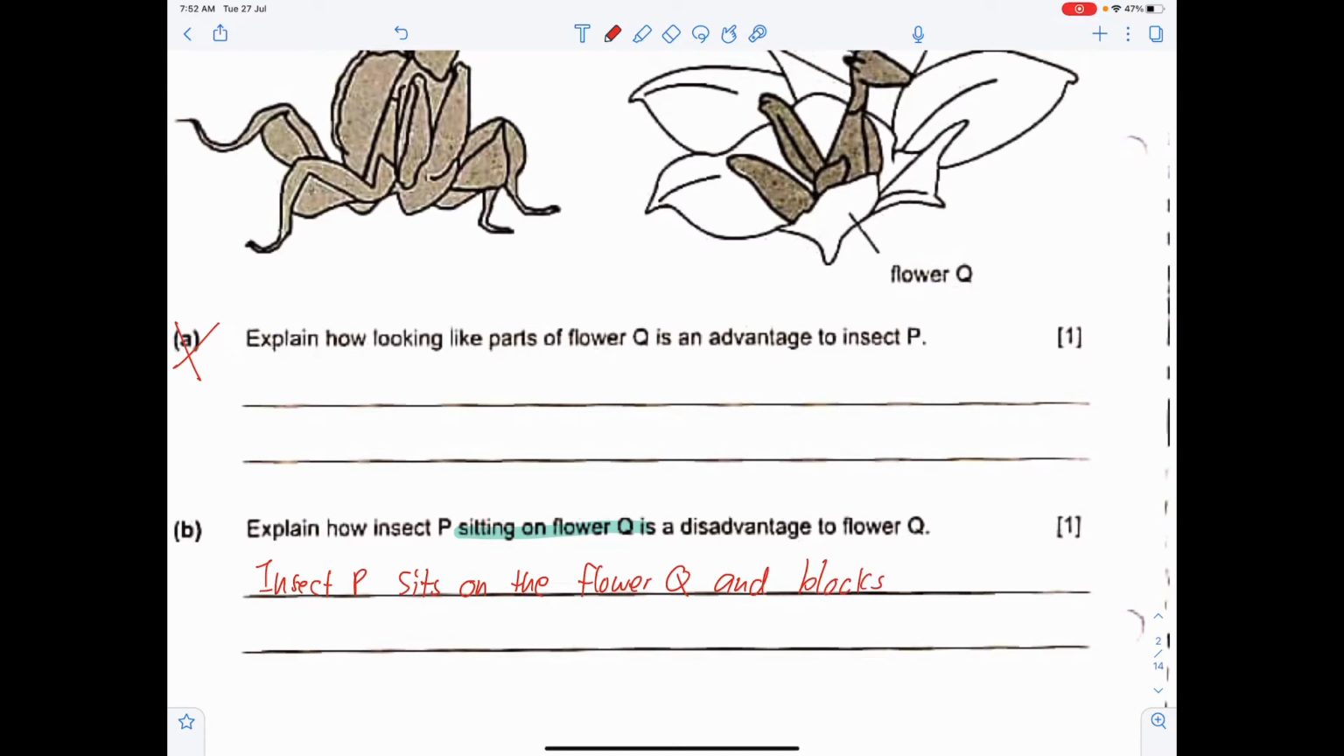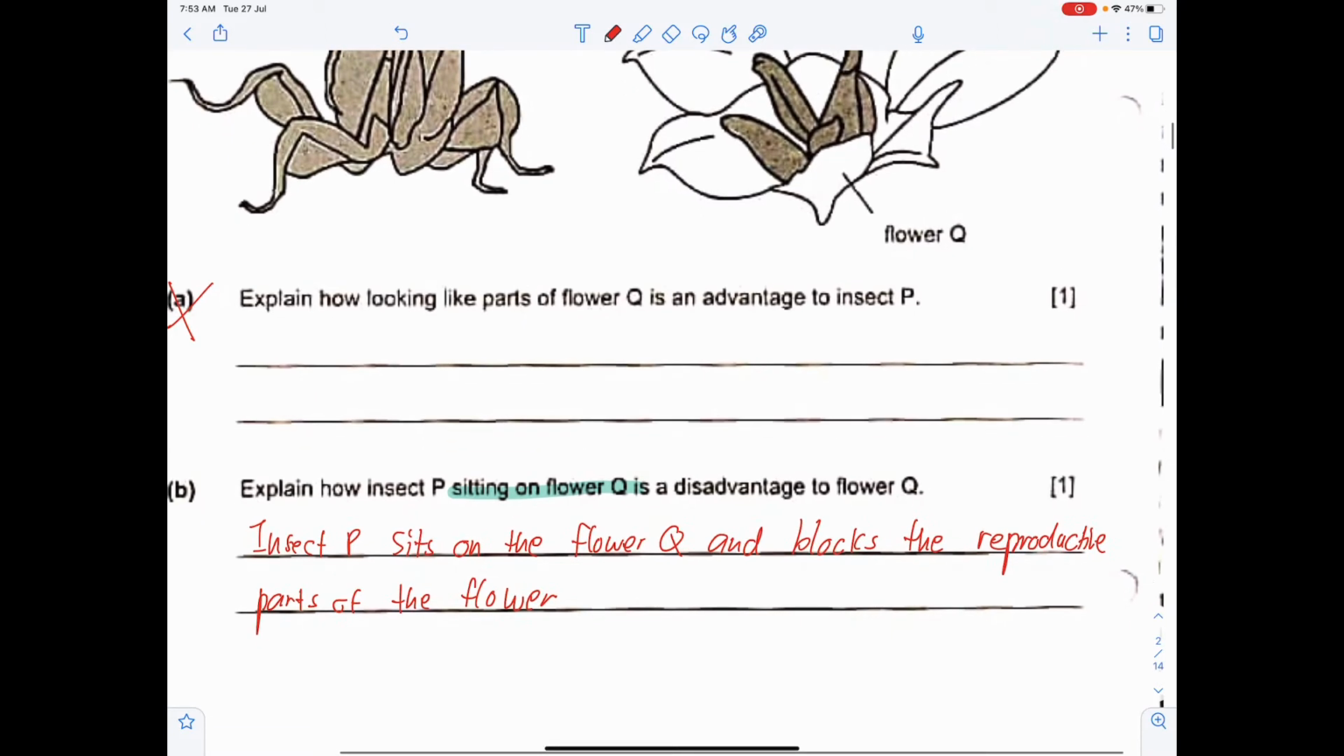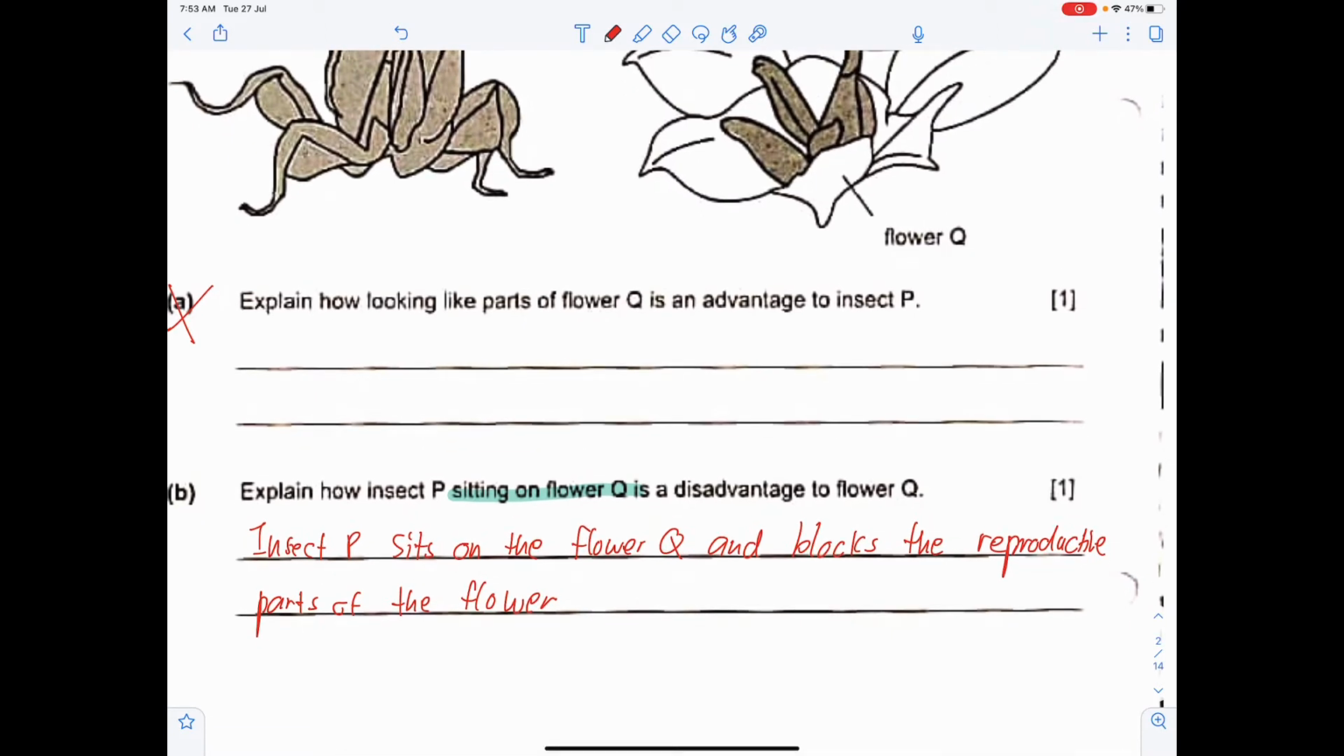the reproductive parts of the flower. So this is actually the mechanism part. This will give you half a mark. And then after that, with mechanism, you want to know what is the consequence. So the consequence would be hence rate of pollination will be prevented. Or hence pollination would be prevented.